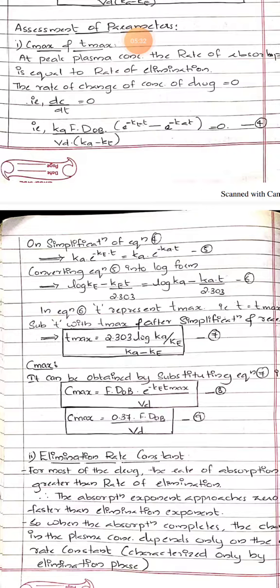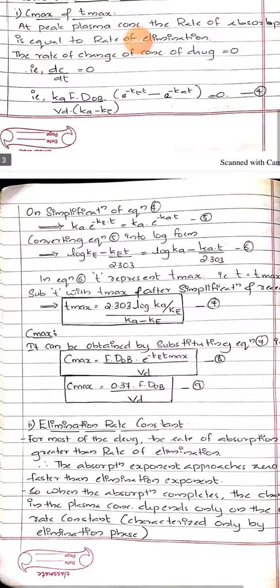So directly we will be writing the equation. You have to learn by heart the equation for T max, C max, etc. You have to learn it by heart, no other way. Okay. Then C max. So you get T max, that is 2.303 log Ka by Ke divided by Ka minus Ke.